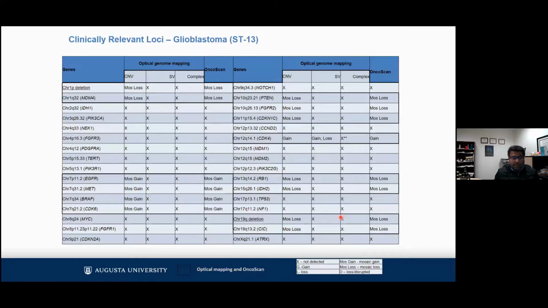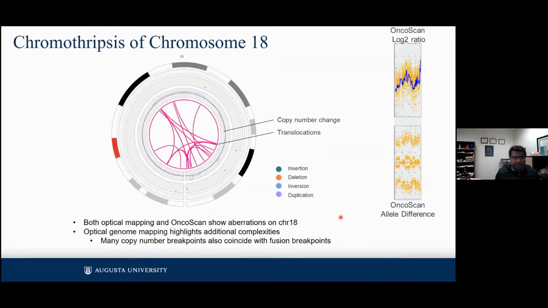Here, as you can see, the majority of the concordance is with optical genome mapping, with 100% clinically relevant loci. Here we also see in this case the chromothripsis of chromosome 18, along with additional genomic aberrations, and there are multiple SVs which we can see on chromosome 18. Even though the SNP microarray also shows the aberration, the OGM provides better characterization of these aberrations. Here you can see the log ratio along with OGM.